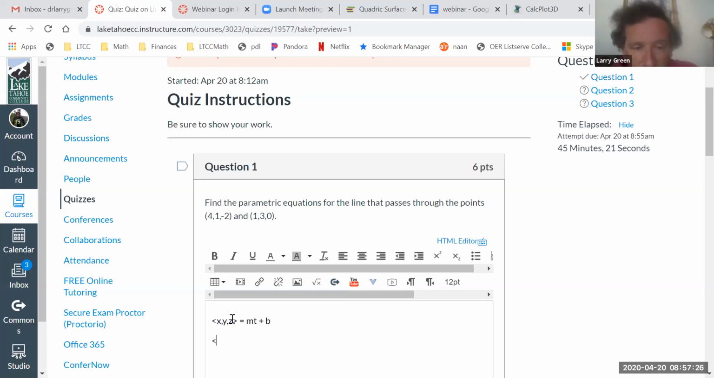So now let's write it out. So we have x, y, z is equal to m. Well, m is, again, a change. You just take the second minus the first as a vector, and that's 1 minus 4, comma, 3 minus 1, comma, 0 minus -2. And then times t plus b, and b is just (4, 1, -2). Any questions so far?